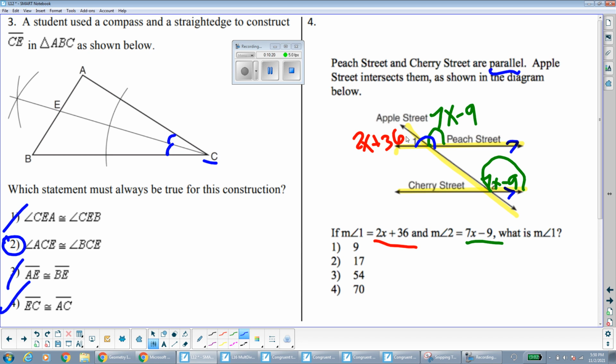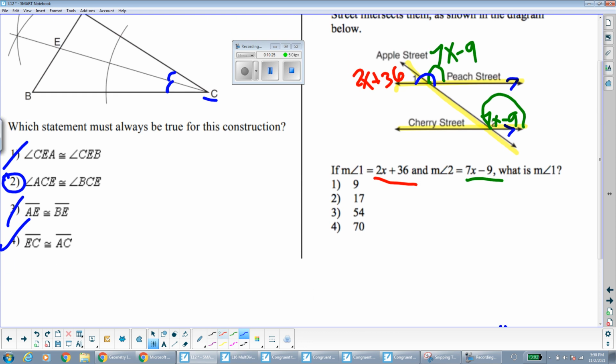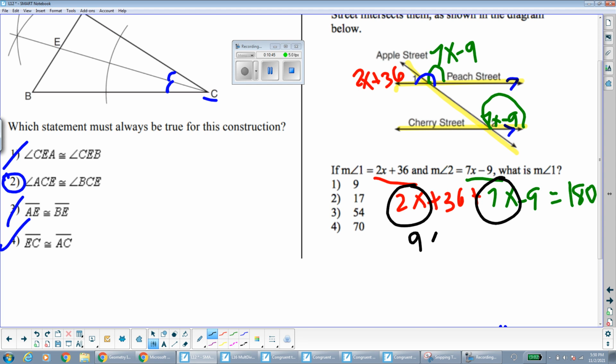So once I know that angle 1 and the angle next to it have 180 degrees, I can make an equation to find x. I can say that angle 1, which is 2x plus 36, plus the angle right next to it, which is 7x minus 9, add up to 180 degrees. Combining my like terms, which are 2x and 7x, I get 9x. I also need to combine my other two like terms, 36 and minus 9. That's positive 27, and that's equal to 180 degrees.